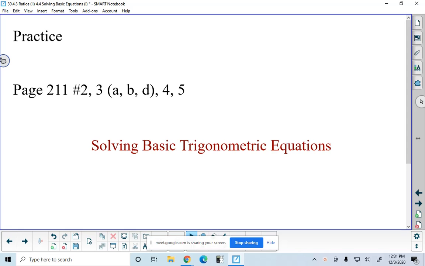So yesterday we looked at solving what I call basic trigonometric equations. And I guess I can give you some steps for solving these. There's kind of two approaches though. There's one approach for people who are not familiar with the unit circle.